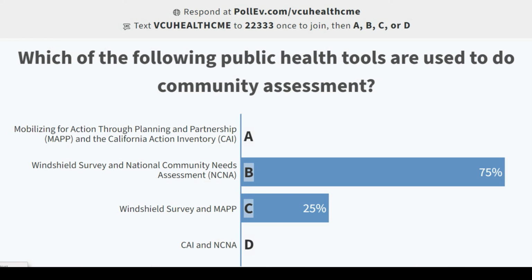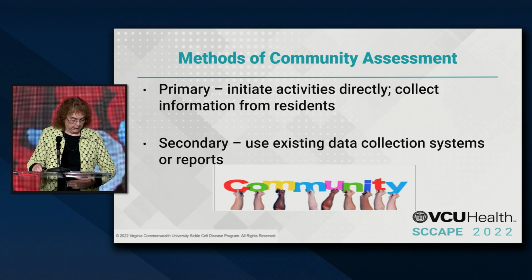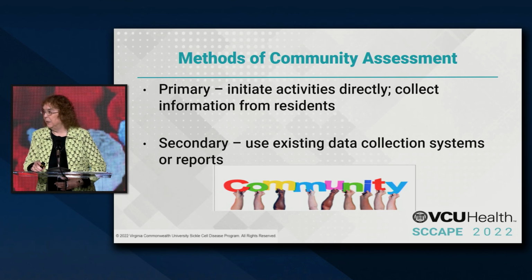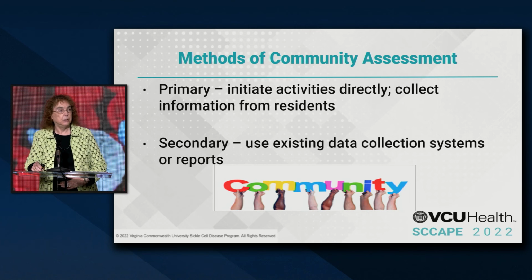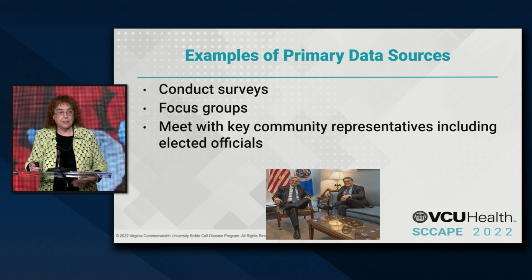Okay, interesting. I'm going to go in and give you the answer because that's what we're going to be talking about. We're going to talk about the MAP and the windshield survey. I actually made up the California Action Inventory; there's no such thing. So that's a little secret of when you're writing test questions sometimes. But anyway, we're going to get into this.